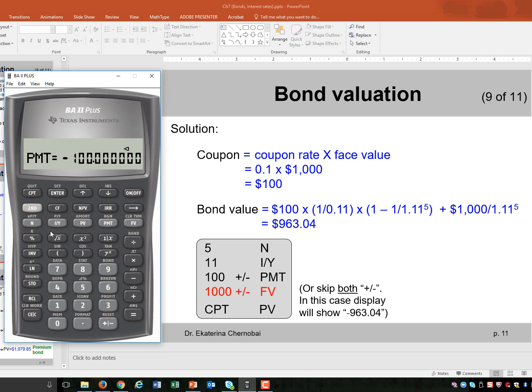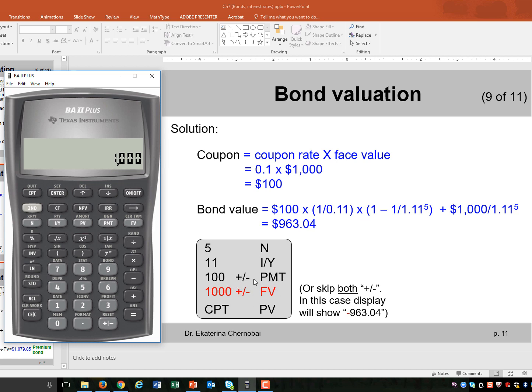Then not only will we be receiving $100 coupon payments if you buy such a bond, but we are also going to receive $1,000 at the very end. So let's enter that as our next piece of information, 1,000. And because it's just like coupons received by the bondholder, you use exactly the same sign. So we made PMT negative.